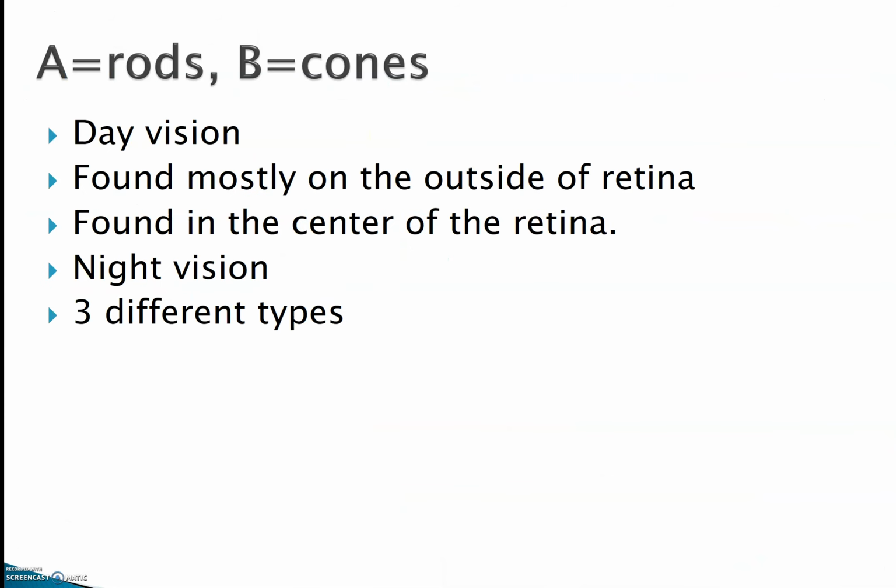So, A is rods, B is cones. Which one's for day vision? Which one works in bright light? Correct, it is B, cones. Found mostly on the outside of the retina, the periphery? Correct, A, rods. Which one is found in the fovea centralis? Correct, it is B. Night vision? A. At least three different types? Correct, cones. It is blue, green, and yellow.